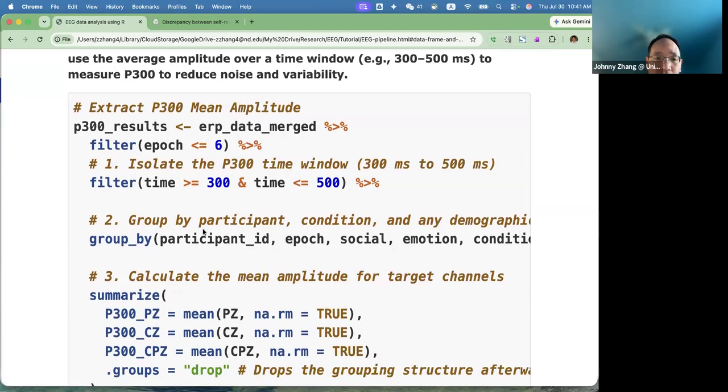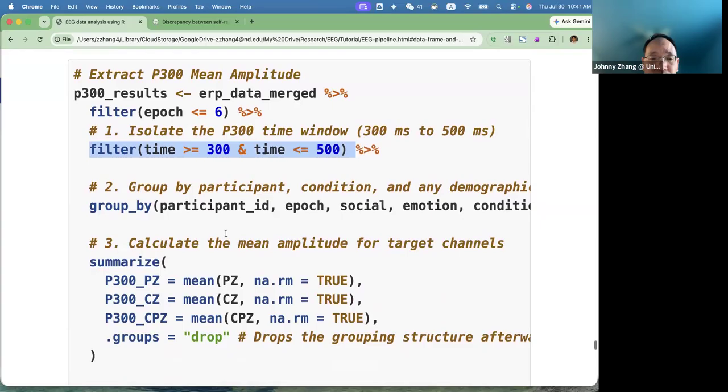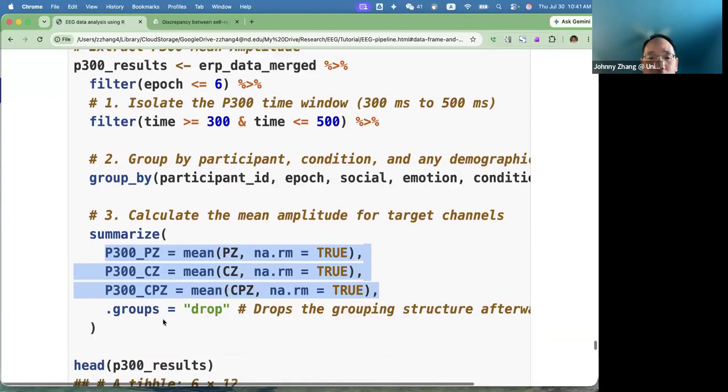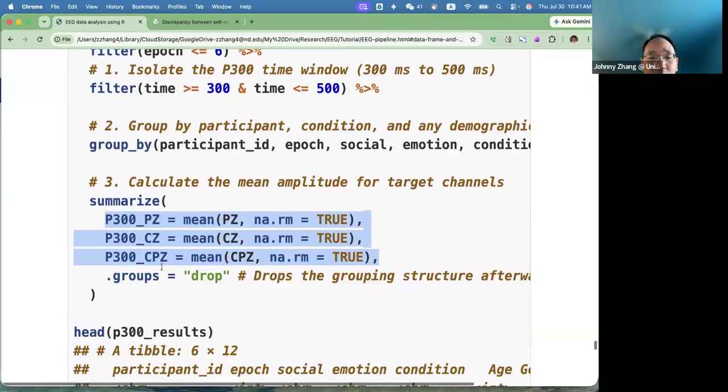Okay. So now I want to take out the P300 average value and then do the data analysis. To do that, I basically filtered the signal between 300 millisecond to 500 millisecond. Then I calculate the average for three channels: PZ, CZ, and CPZ. Those are the channels where we can often see a P300 easily. So I basically calculate them for analysis here.